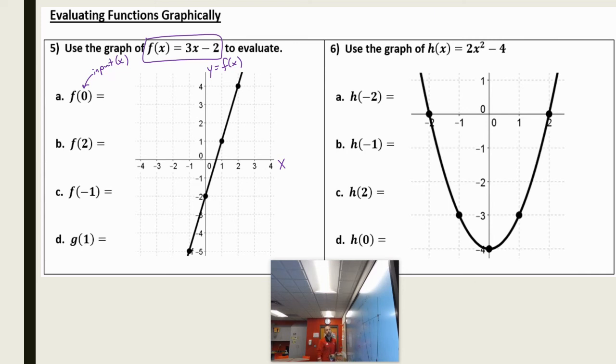the output, right? So when x equals 0, think of this as like an ordered pair. When x equals 0, what is the corresponding y value on my graph? So here's where x equals 0. If I travel down to the ordered pair, this is 0, comma, negative 2. That negative 2 is my answer. That's the output.